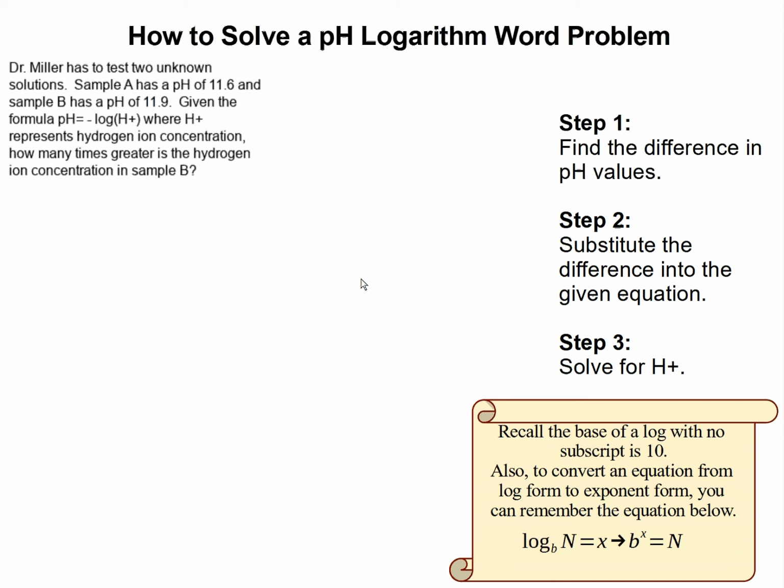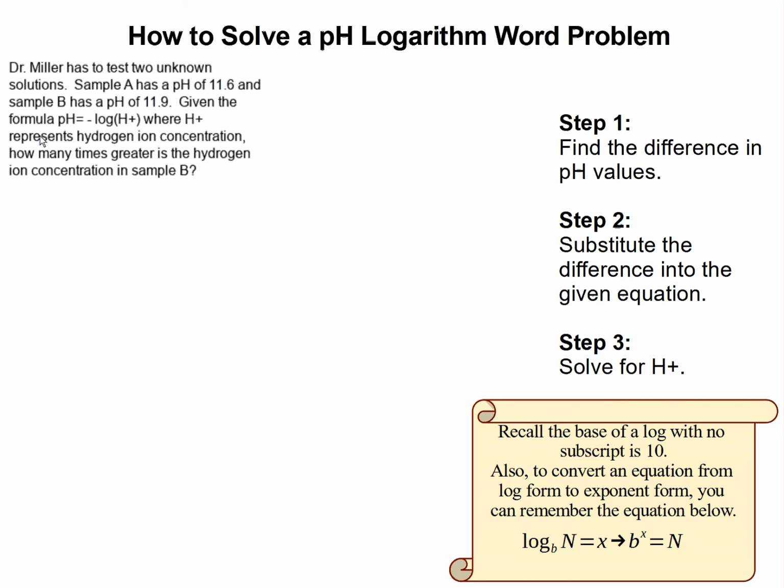How to solve a pH logarithm word problem. Alright, I'll read the problem first. So it says Dr. Miller has to test two unknown solutions. Sample A has a pH of 11.6 and sample B has a pH of 11.9.